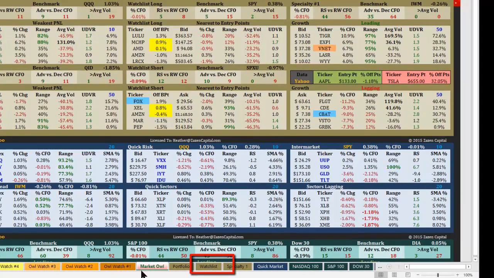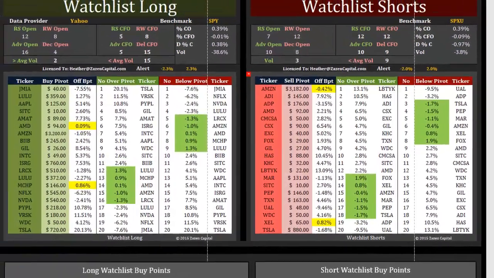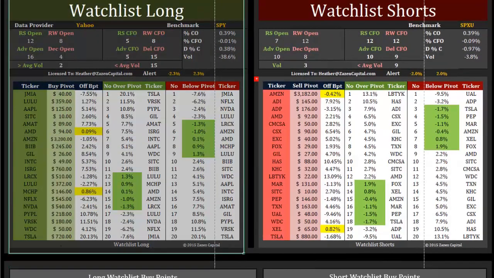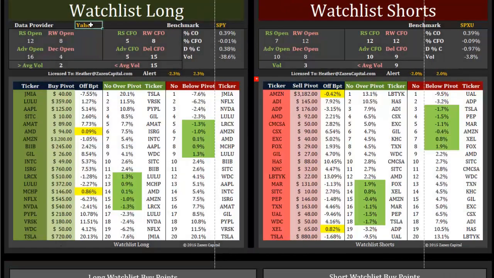To the right of the Market Owl tab, you'll find the Watchlist tab. You also note that it's color-coded the same color on the main Market Owl dashboard as it is on the individual tab at the bottom of the page. We've got the long watch list and the short watch list. Anywhere you see orange font, you can enter information.